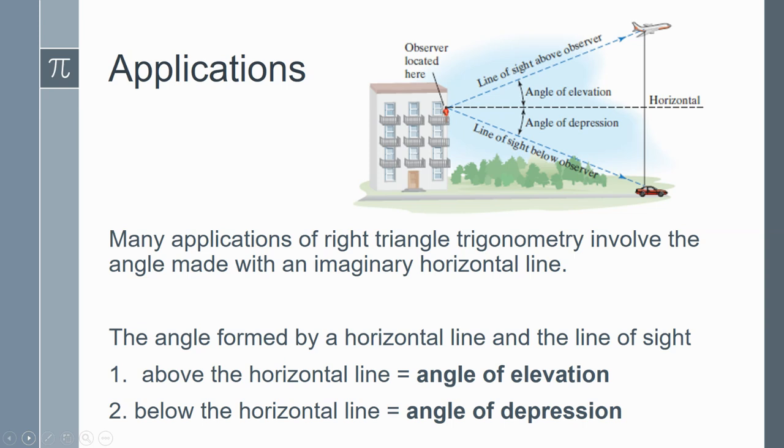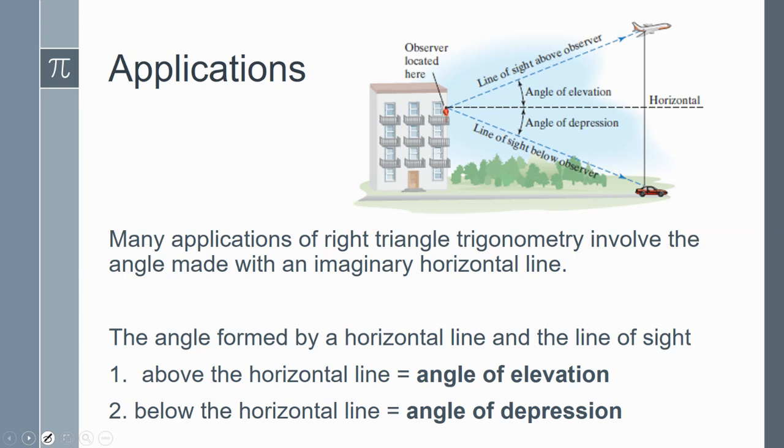So if a person is looking straight ahead from that horizontal line, if they start looking up, we call that angle the angle of elevation, because you're moving your eyes from straight ahead upwards. So you're elevating those eyes. The second one would be angle of depression. That's when you look straight ahead and then you start lowering your eyes. When you lower your eyes, you're looking below. That's the angle of depression.